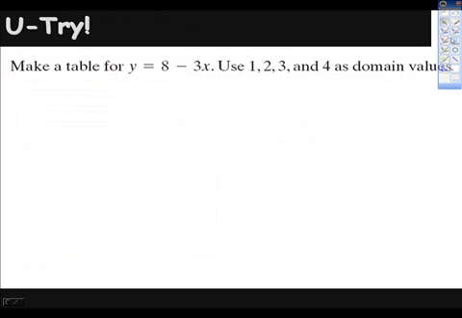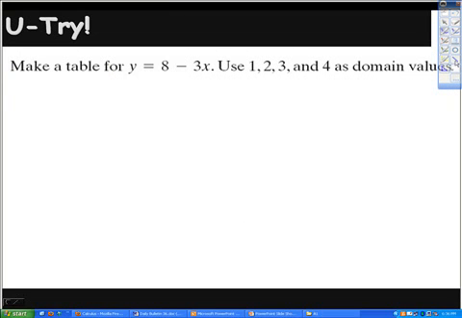We're going to make a table, and I'm not going to do as much work as they did. I'm just going to make a simple table here, x and y. So we call this a t-table because it looks like a lowercase t. I've got my x values, I've got my y values. They want my domain to be 1, 2, 3, and 4. Those are my x values. And then we just plug these in and see what we get.